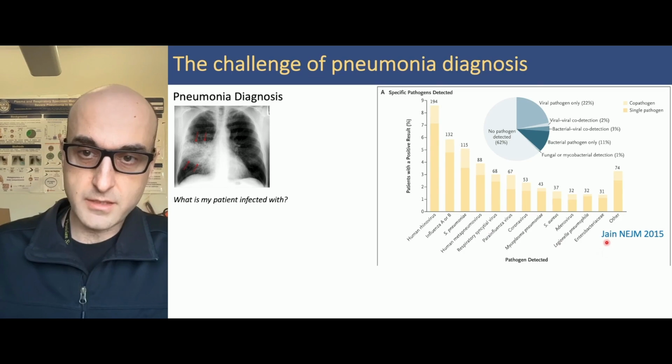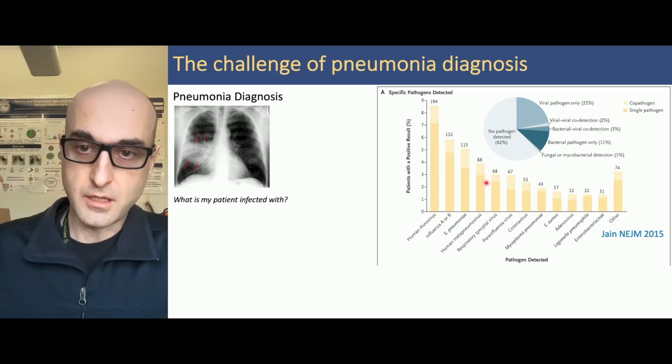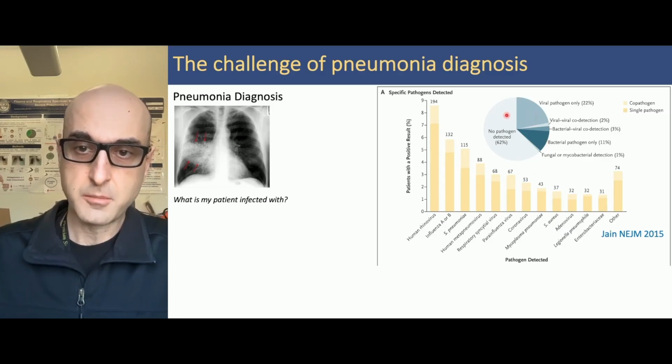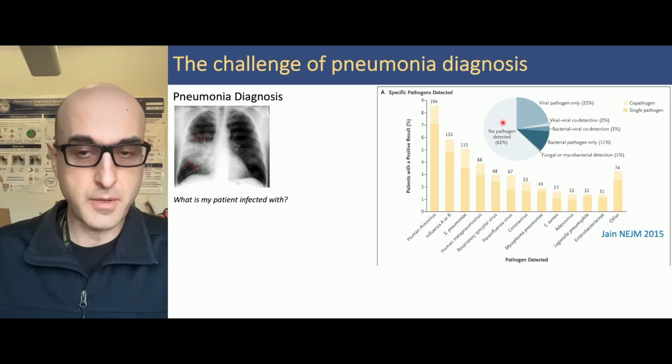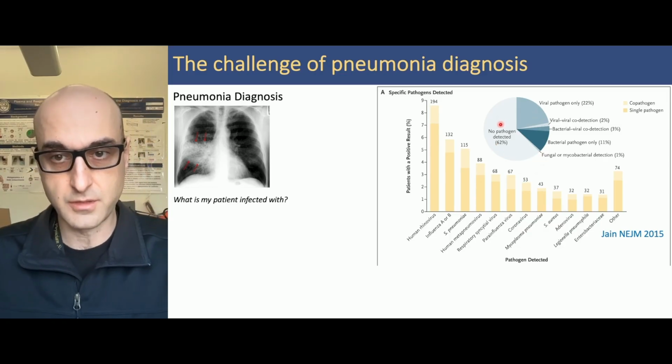In this very well done study by the CDC, they systematically examined patients with community-acquired pneumonia for the etiologic pathogen. They found that bacterial pathogens were about 14%, viral pathogens about a quarter of cases, but the majority of cases did not have a pathogen isolated despite strong clinical suspicion of an infection.